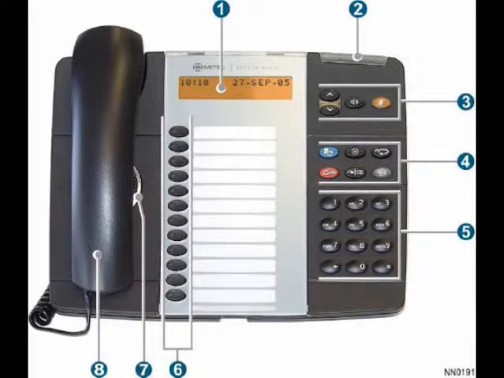Okay, so let's take a little bit closer look at the phone. We've taken this phone and divided it up into 9 individual sections. Each section represents a different area of function of the phone. So we're going to go through each one of those one by one and show you what the functions of the phone are.